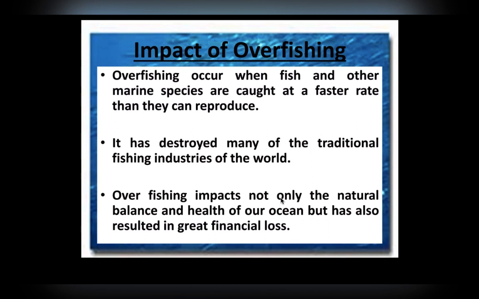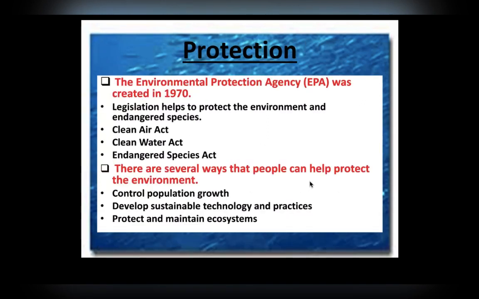Overfishing impacts not only the natural balance and the health of our ocean, but also has resulted in great financial loss. First of all, it affects the natural balance, and it also makes the ocean sick. You don't know that the ocean is getting sick because of your activity, but the fact is that it is, and it has also resulted in huge financial loss. Companies no longer find fish to catch, and these companies are folding up.